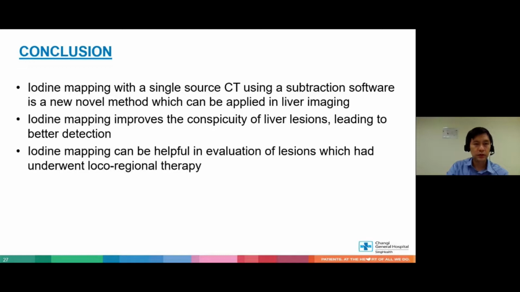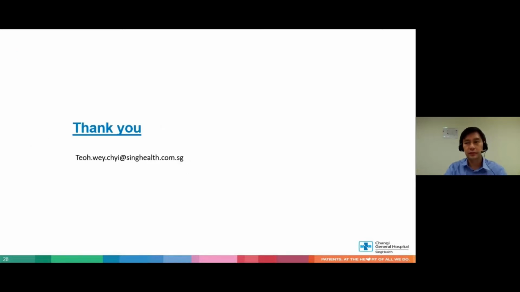So in conclusion, iodine mapping with a single source CT using a subtraction software is a new, novel method which can be applied in liver imaging. Iodine mapping improves the conspicuity of liver lesions, leading to better detection. And we certainly think that iodine mapping can be helpful in evaluation of lesions which have undergone locoregional therapy. With that, I end my talk. Thank you very much.